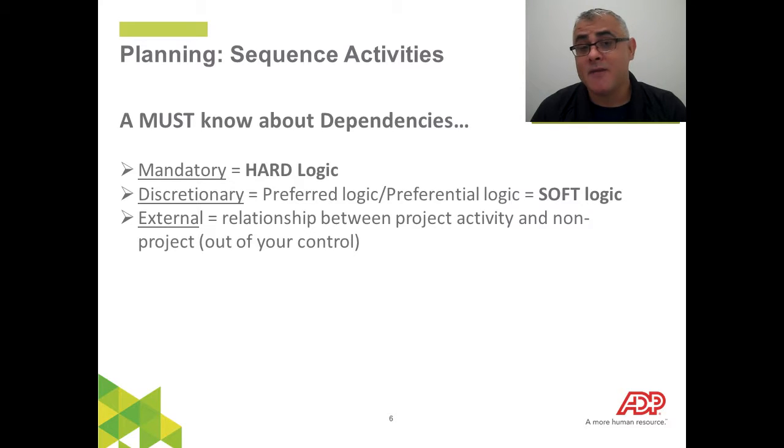Then finally, we have external. An external dependency is something that's out of your control. It's out of the control of the project team. So it's not something that you need to schedule your activities around.